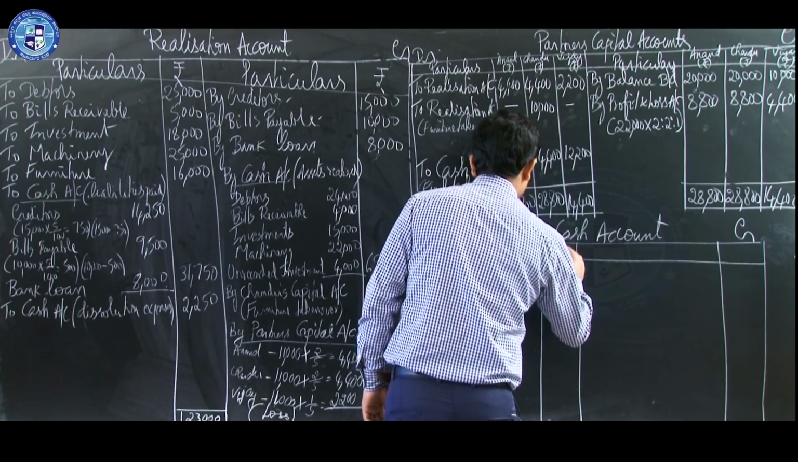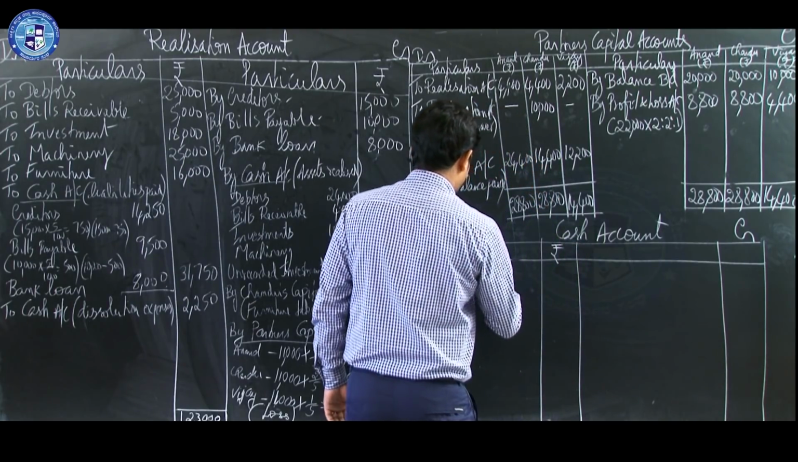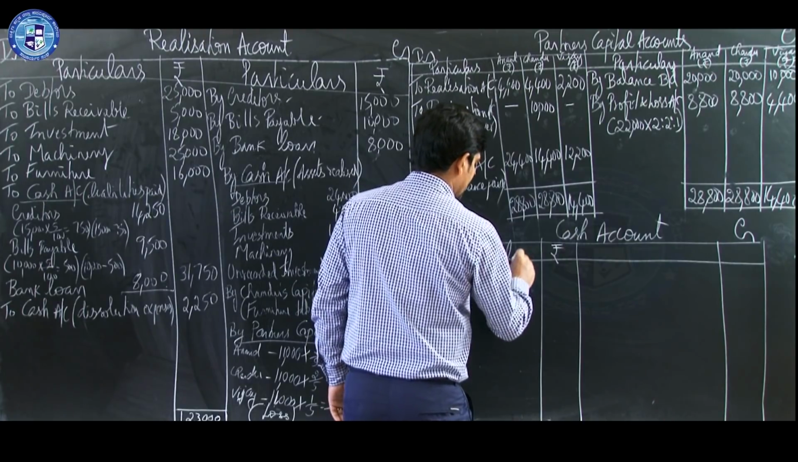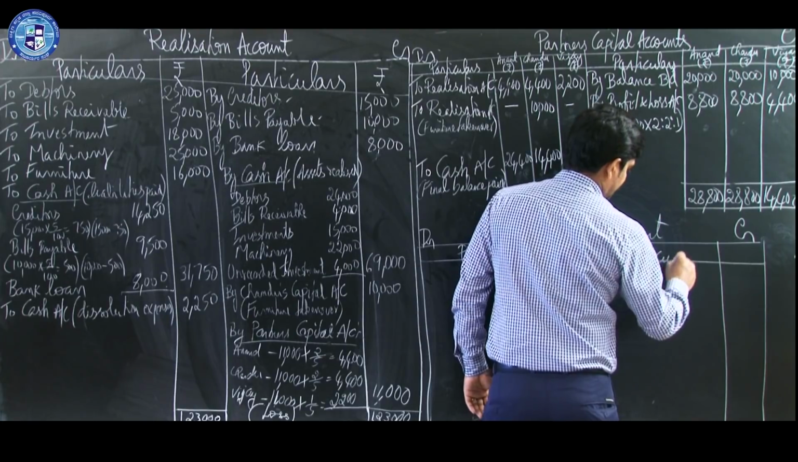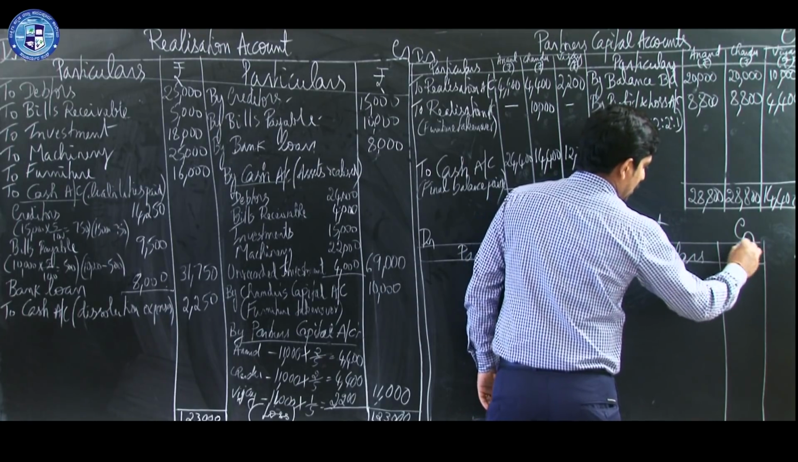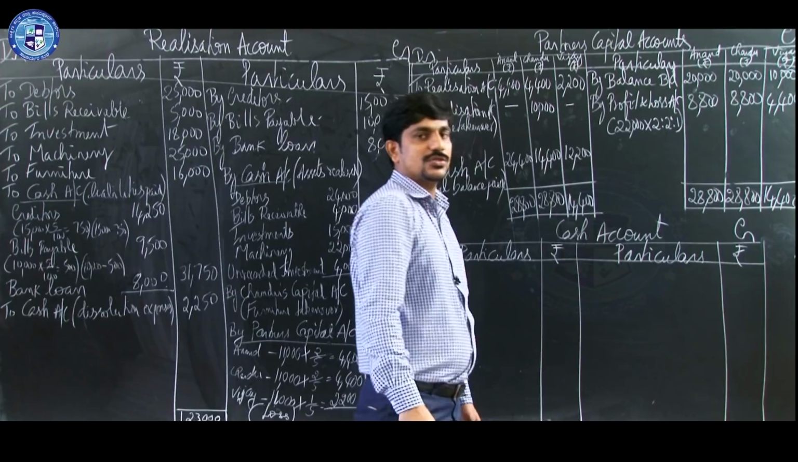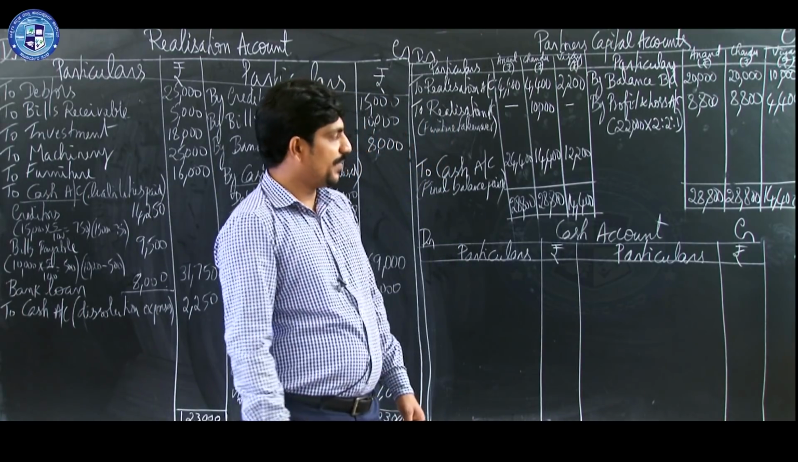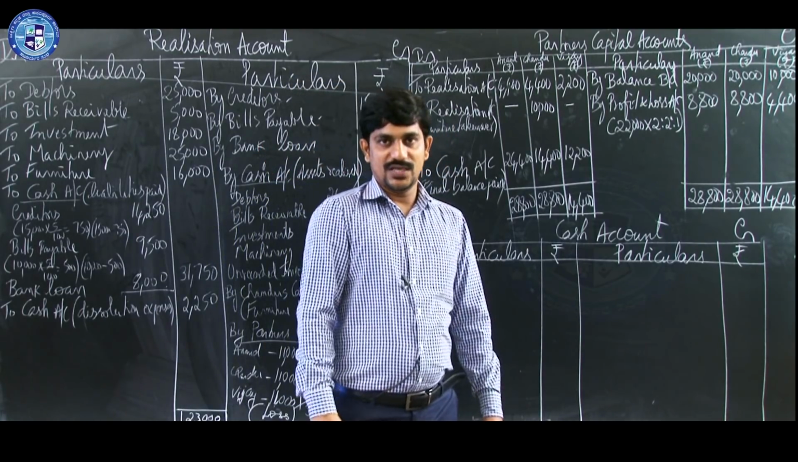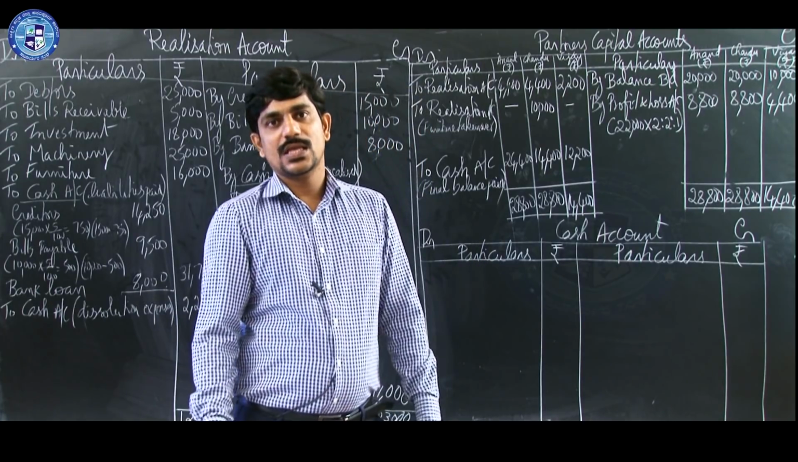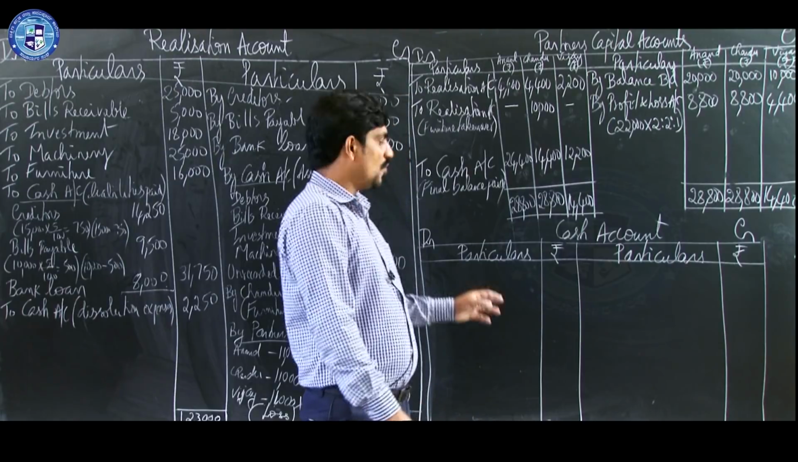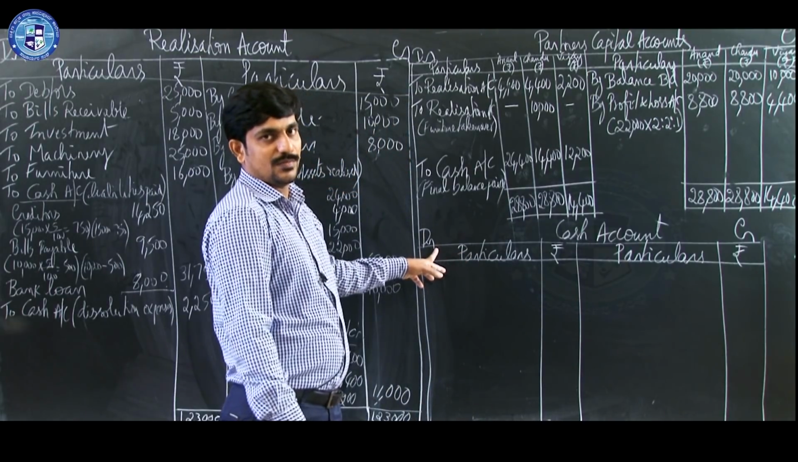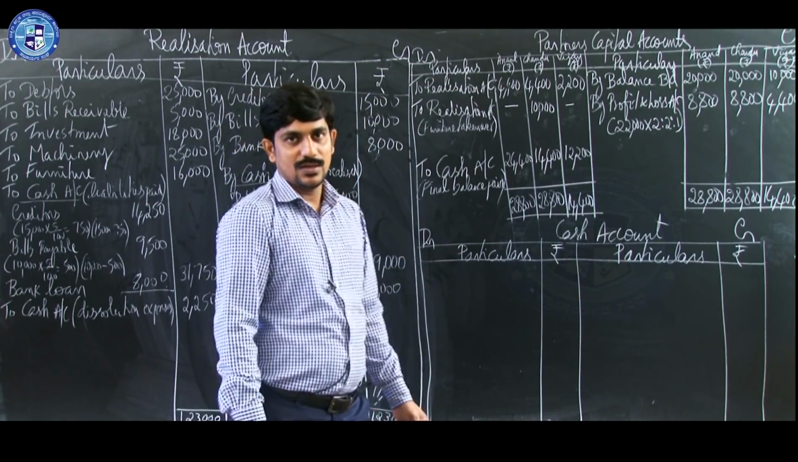Particulars and amount column. Now when you are preparing the cash account, first we have to record the opening balance of cash. Cash is an asset, so the opening balance will go to the debit side, because an asset shows a debit balance.